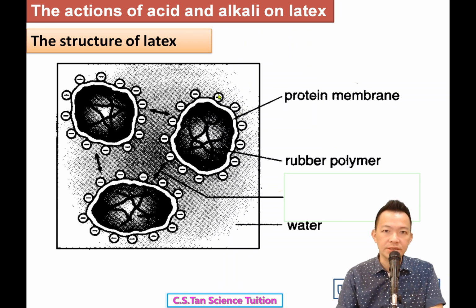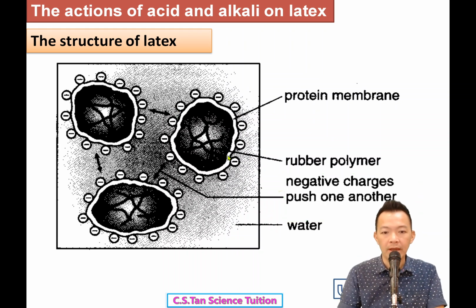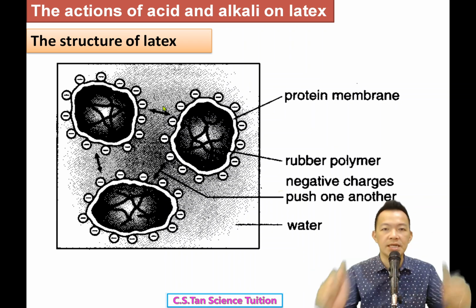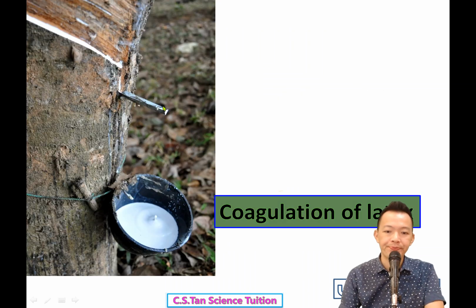The protein membranes carry a negative electric charge, and all of them have the same charge, but the same charge repels. So they push one another away and cannot join together and become solid rubber. So how do we make the latex become rubber? Any method?